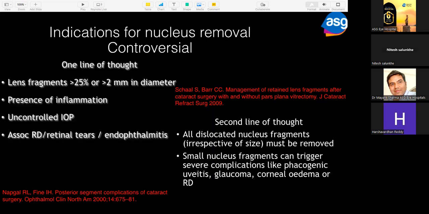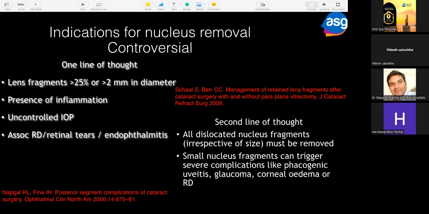So just to recap whatever we've discussed so far: right from your pre-op evaluation, you identify risk factors, counsel the patient, plan ahead. Then once the PCR or the nucleus drop has happened, you assess the problem and do a thorough anterior vitrectomy. Then assess your capsular status, decide whether you want to put the lens or not, do a good wound closure. And once you've done that, refer the patient to a retina surgeon.